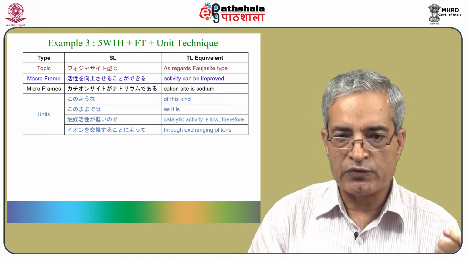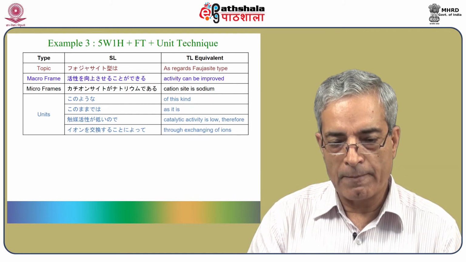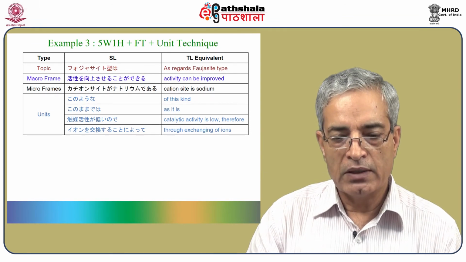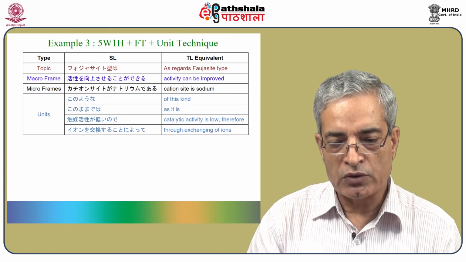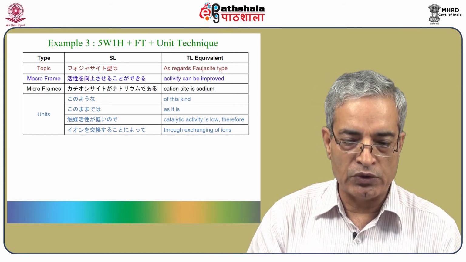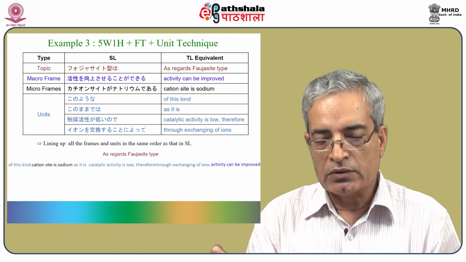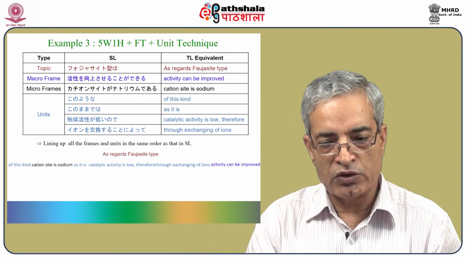Now summing up the topic and the macro frame as well as the units. The topic here is "phosphosite gata wa". Macro frame is "kase o kojo saseru koto ga dekiru". "Kachion site ga natorium de aru" is the micro frame. And if we look at the remaining part, there were 4 units: "kono yona, kono mama de wa, shokubai kase ga hikui no de, ion no koukan suru koto ni yotte". Now, all these 4, if you see carefully, of this kind as it is, these are universal.